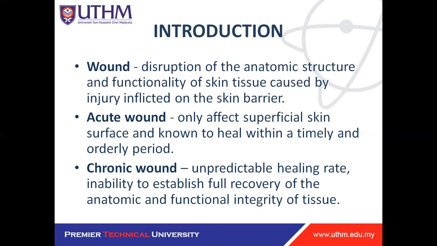An injury that only affects the superficial skin surface and is known to heal within a timely and orderly period is described as an acute wound. Contrary to this, the healing rate of chronic wound is unpredictable. The causes of a chronic wound are due to a more complex pathology, hence the inability to establish full recovery of the tissue structure.